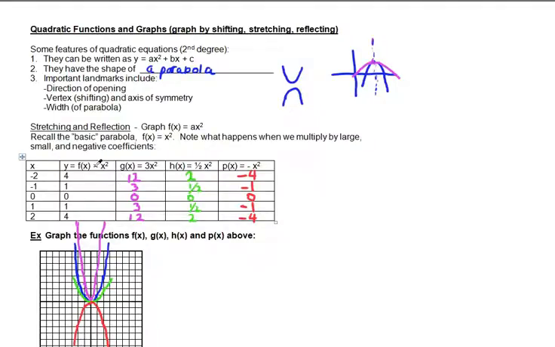So you can see that whenever we have a positive coefficient, we're going to end up with a face-up parabola, and whenever we've got negative coefficients, we'll end up with face-down parabolas. We call the valley, or the bottom, of a face-up parabola the minimum, and we call the peak, or the top, of the face-down parabola a maximum.